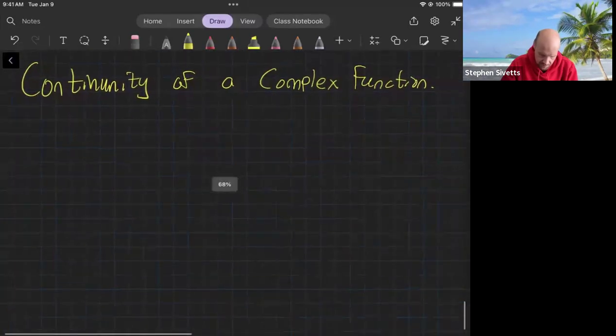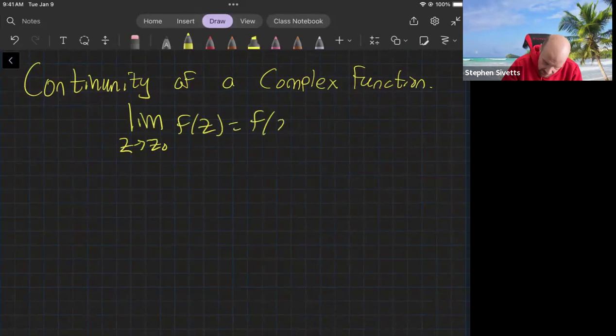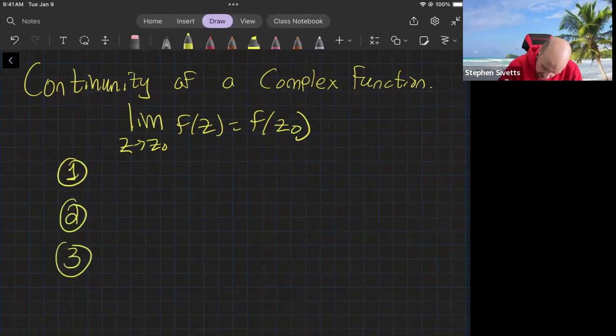Continuity of a complex function, right? Essentially it means this: the limit as z approaches z naught of f of z equals f of z naught. That's essentially what it means. Okay, so there are 3 criteria to show this.